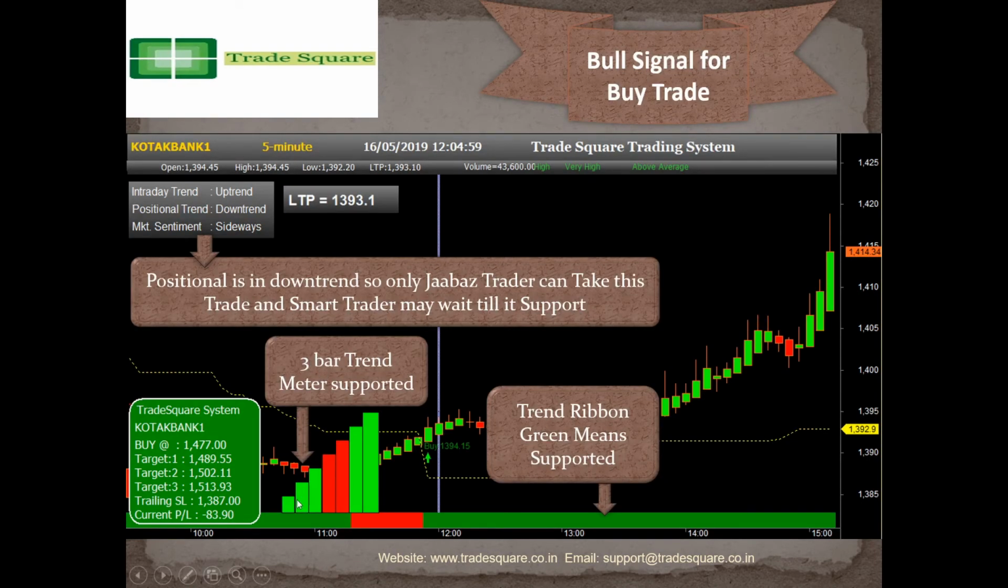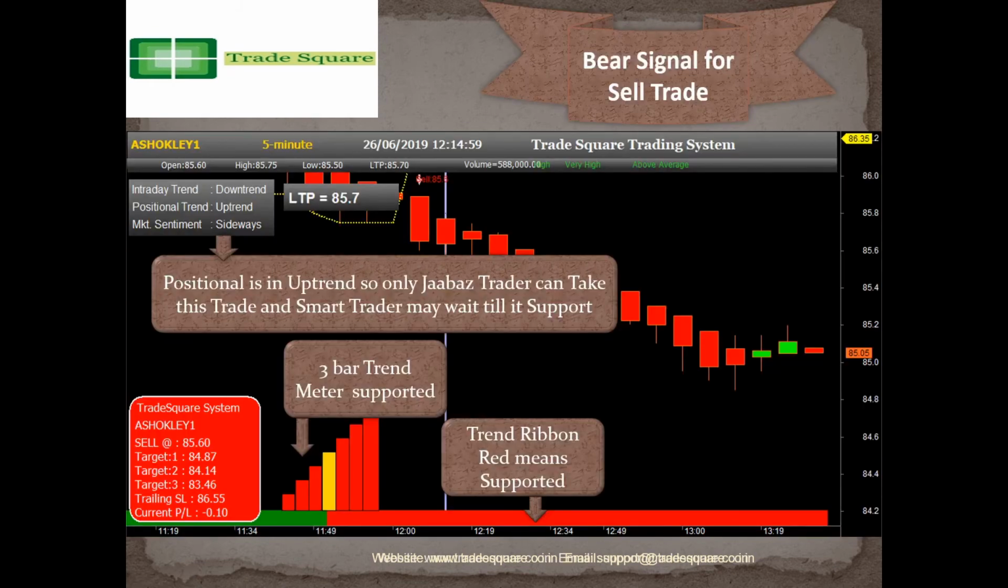The 3 bars are supporting: first, second, third. The second candle is green, and it is uptrend, downtrend. So only if the intraday trend is up, we can buy. This is a bull signal. Now this is a bear signal. How would you come to know? The first 3 bars are in red. Intraday is downtrend, but positional is still uptrend. But if you want to take the trade, you can, because it is a bear signal.